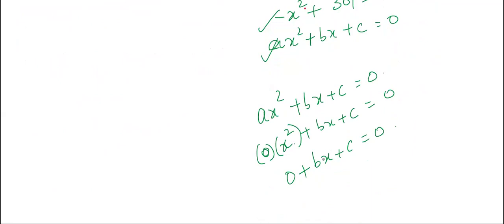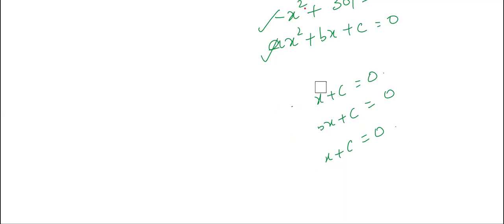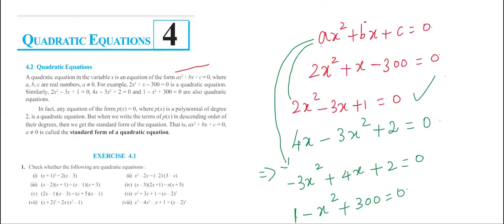So this will form under linear equations and not quadratic equations. So that's the reason why they have specifically given you in the definition that a should not be equal to 0. So what is the concept here? For an equation to qualify as a quadratic one, the highest power or the highest degree of the variable in the given equation should be 2.